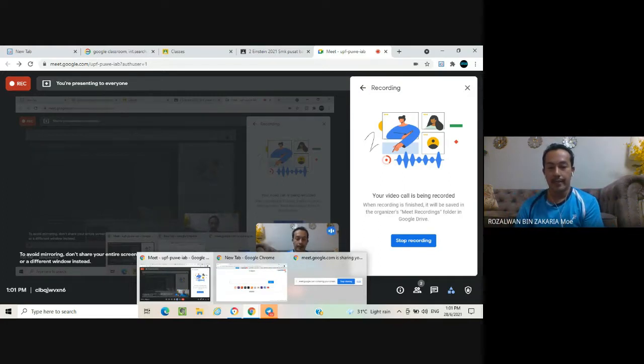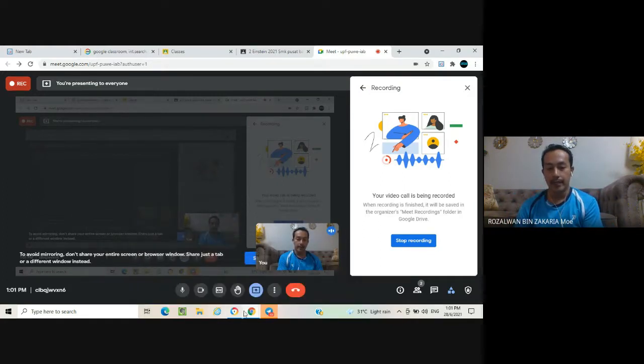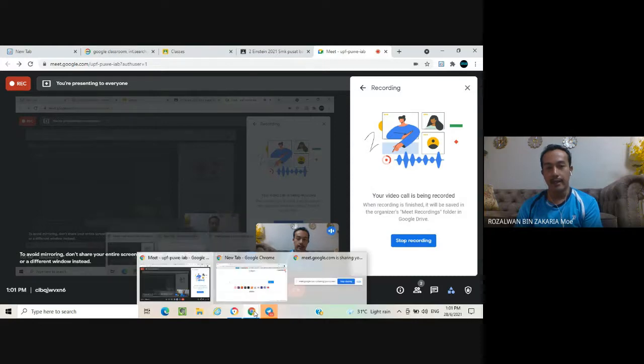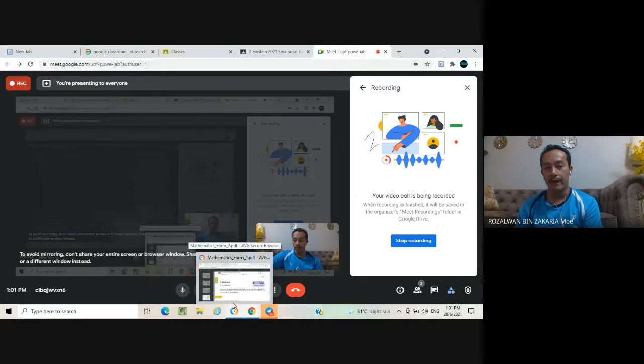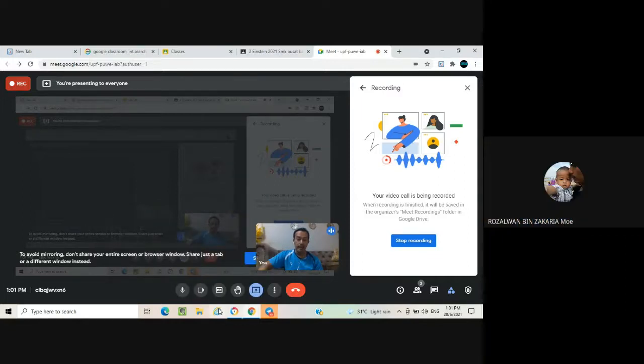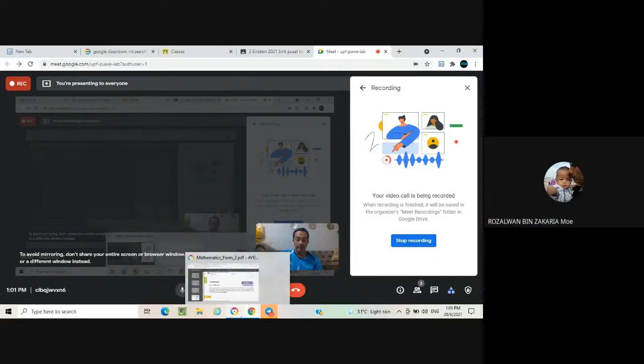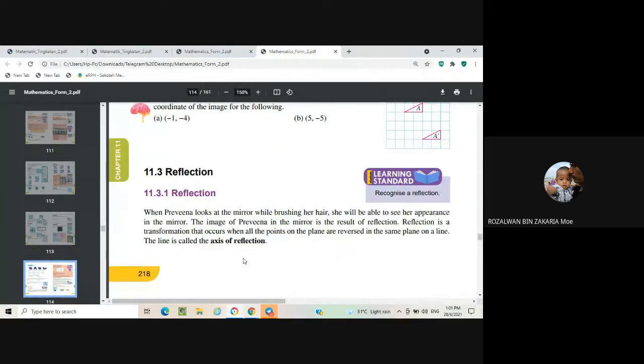Okay, for our lesson today, we are going to learn about the second type of the isometric transformation, which is called reflection. Okay, so you can refer to this one. If you look in your maths textbook, page 280, subtopic 11.3, reflection.